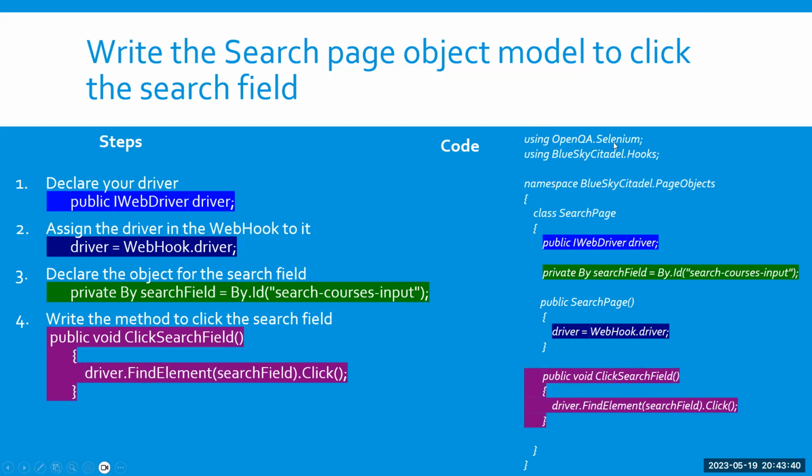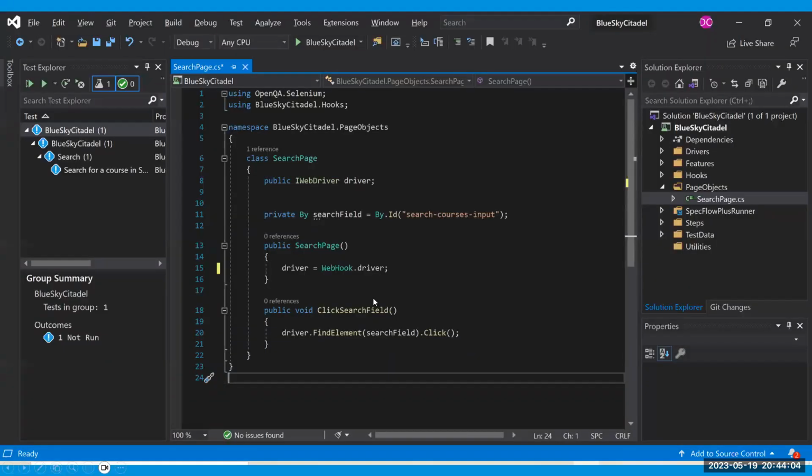We have our using OpenQA.Selenium. We have our using BlueSkyCitadel.Hook, because this is the using BlueSkyCitadel.Hook, and this is the one for the using OpenQA.Selenium. And we have our public IWebDriver, which is the same thing I've said here. And you can see we have our public SearchPage and we have our driver, which is exactly the same thing I've said. So this is our page object. This is how it should look. You've declared your IWebDriver. We've declared our driver here.